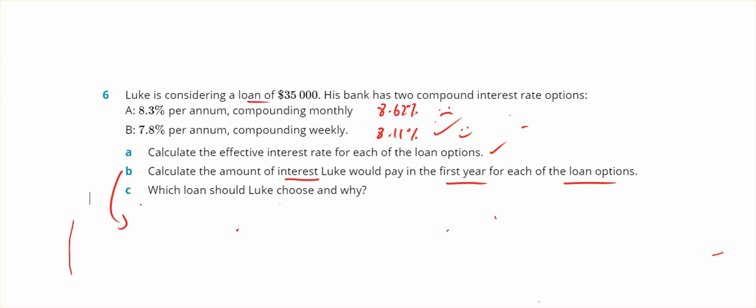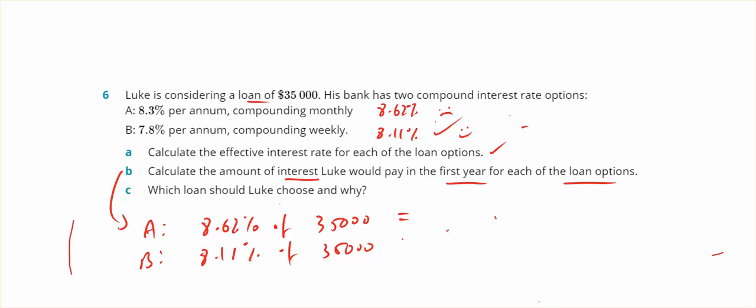I'll write this down. For loan A, you want 8.62% of 35,000. And for B, the interest paid is 8.11% of 35,000. So let's work that out. All you need to do is go 8.62 divided by 100 times 35,000, and 8.11 over 100 times 35,000.